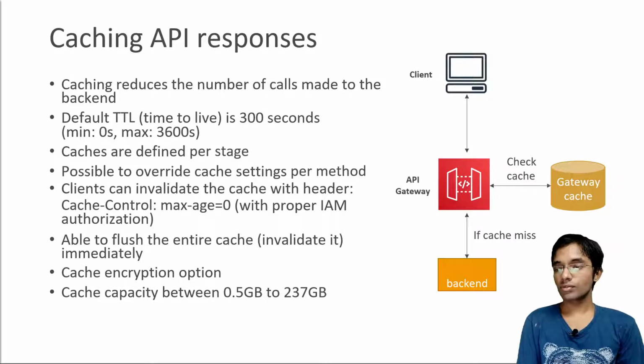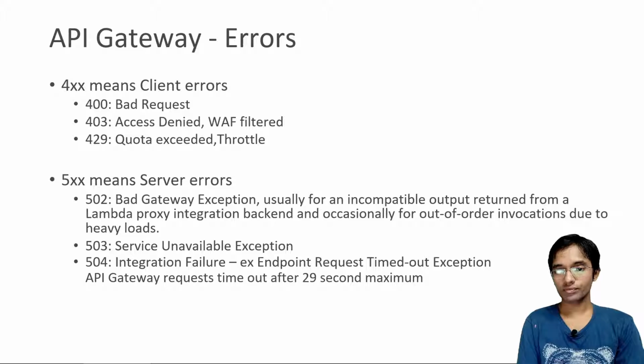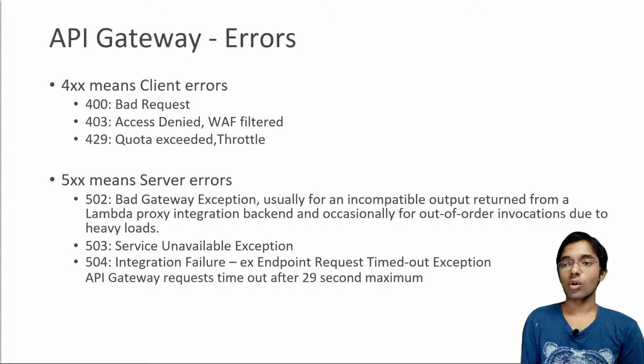Now in terms of errors, it's very important to understand the API gateway errors, because they indicate to you a lot of information. So in case you get a 4xx error, that means it's a client error. So examples: 400 is a bad request, 403 is access denied, or maybe your web application firewall WAF has filtered that request. 429 is for quota exceeded or throttling directly coming from the API gateway.